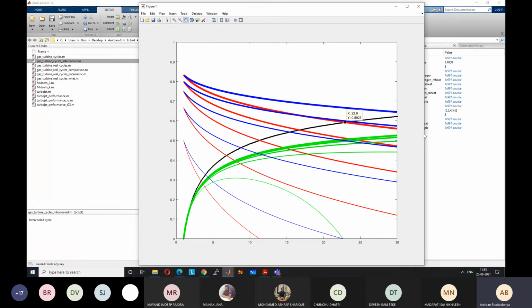Now we will see the same 4 cases with intercooling by using the same colors, but using a dotted line instead of a solid line. So the black line was the simple Brayton cycle. So the dotted black line will be the intercooled cycle, T equal to 2, T equal to 3, T equal to 4, T equal to 5, T equal to 6. We have already seen this in the previous class. Again, I will just repeat.